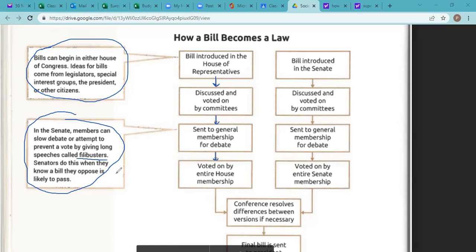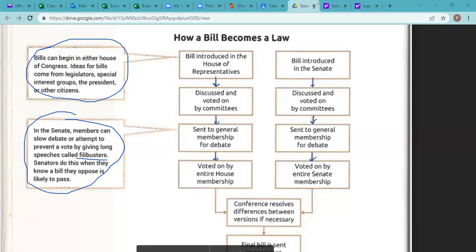Over on the upper right-hand corner, it says here, the bill is introduced in the Senate. And then after that, it's discussed and voted on by the committees in the Senate. It is sent to general membership for debate. And then it's going to be voted on by the entire Senate membership. So pretty much, the House of Representatives and the Senate go the same way. They go through their steps.